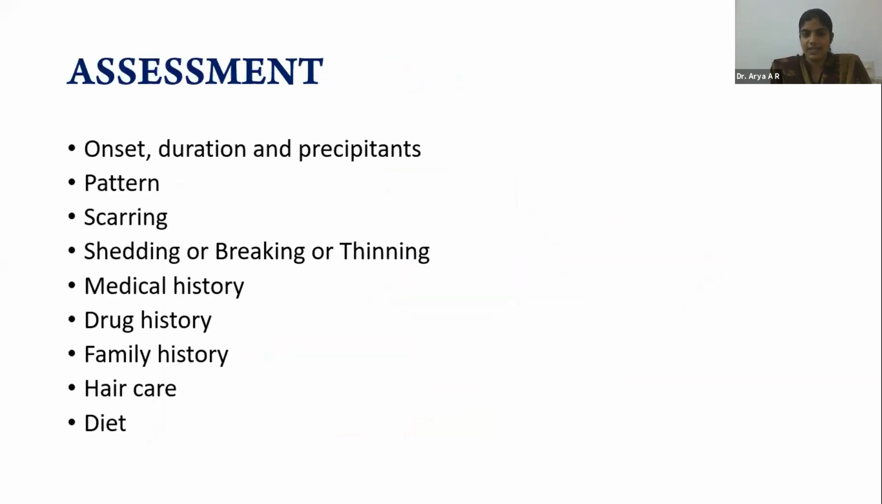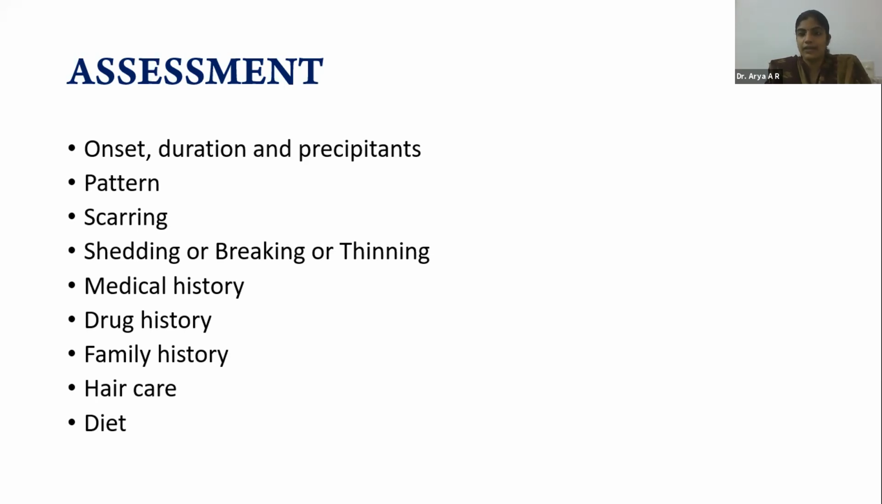Now we will move on to assessment. How should we assess these hair disease conditions? The first one is onset, duration, and precipitance. When a person comes to you to consult for hair disease, first of all, you should inquire about its onset, how it started, when it started, and how long they have been facing this problem. And the next one is precipitance. An example I have quoted earlier, that is hairstyle and hair treatments and all, and also some medications. So you must know about this precipitance.